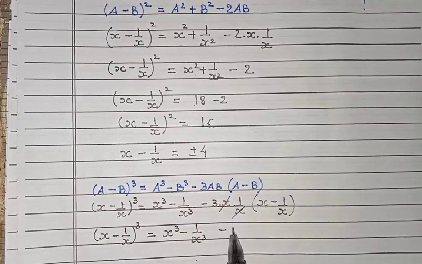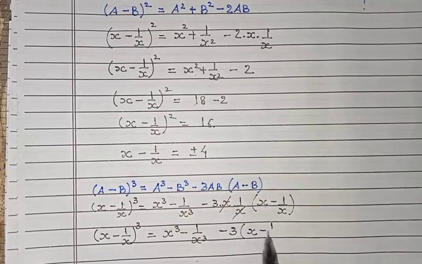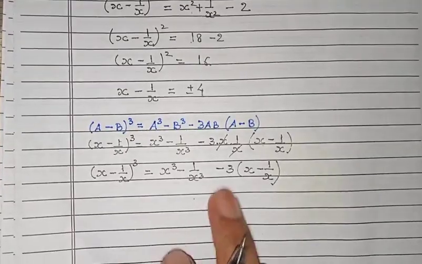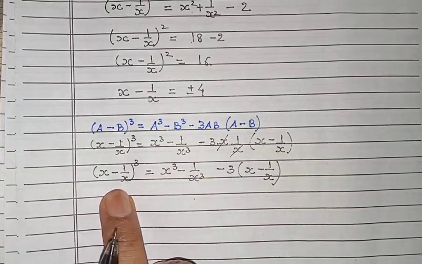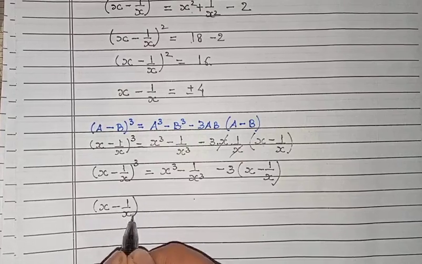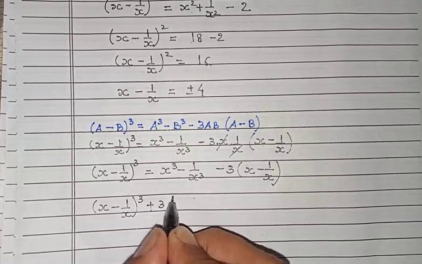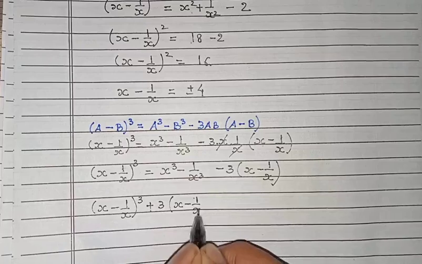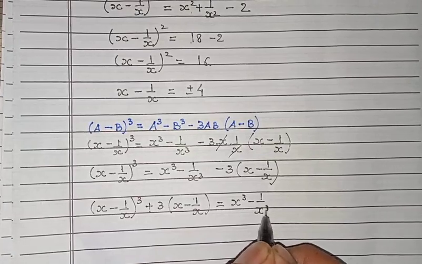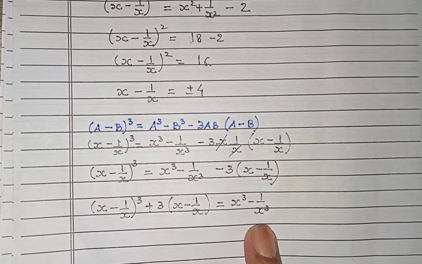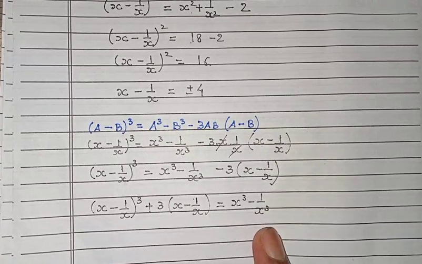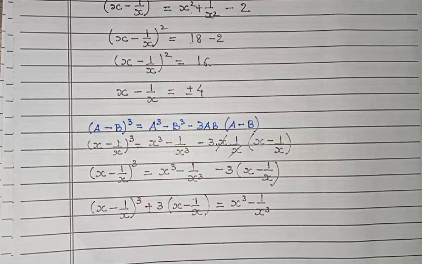x will cancel out, so minus 3 times x minus 1 upon x. Okay, now if I transfer this term minus thrice x minus 1 upon x to this side, it will become plus thrice. So see what we have done, we have arranged the formula for x cube minus 1 upon x cube, because according to the question we have to find x cube minus 1 upon x cube. So first we have arranged the formula for it.